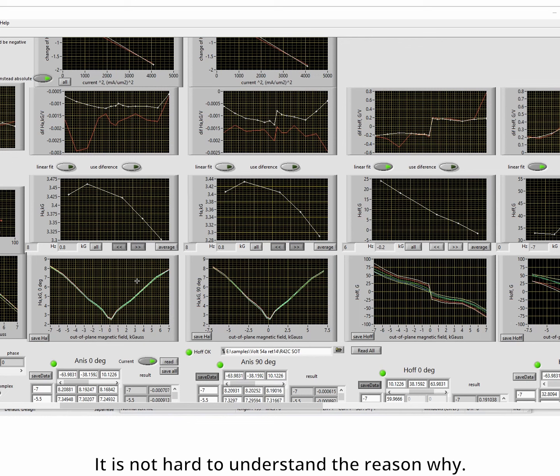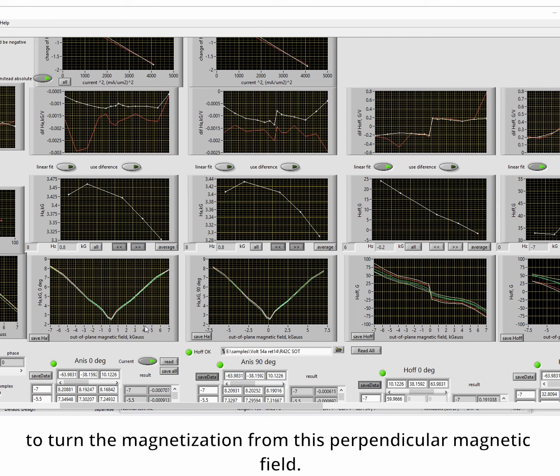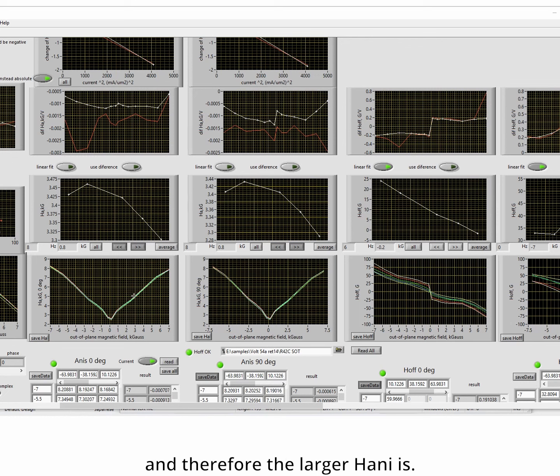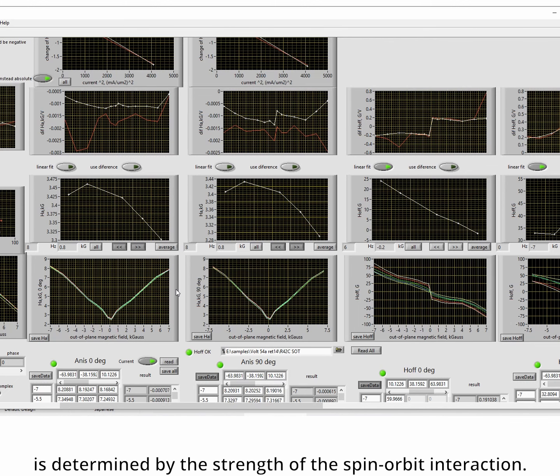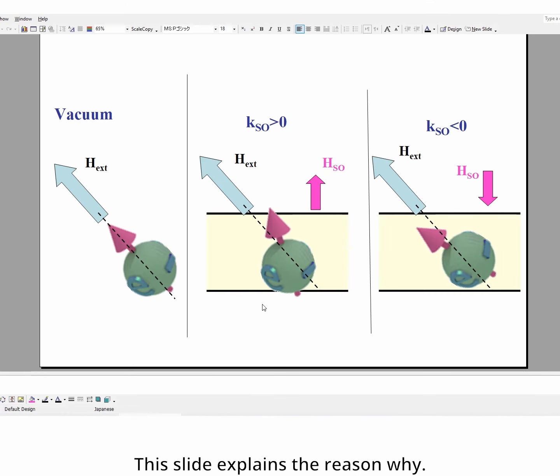It is not hard to understand the reason why. The stronger the perpendicular magnetic field is, the stronger the in-plane magnetic field is required in order to turn the magnetization from the perpendicular magnetic field, and therefore the larger the anisotropic field. The slope of this increase is determined by the strength of the spin-orbit interaction. This slide explains the reason why.